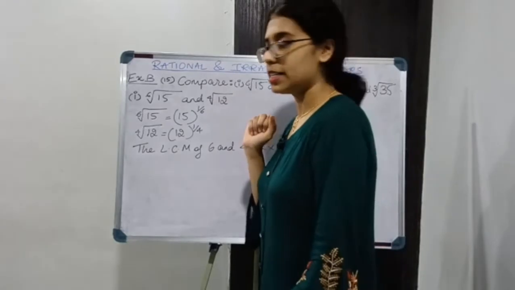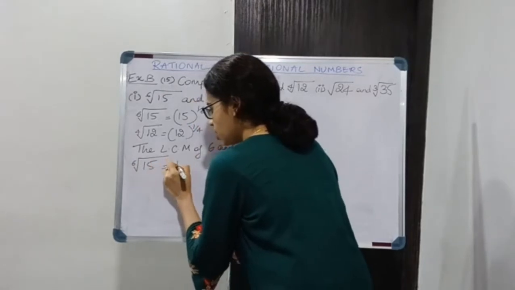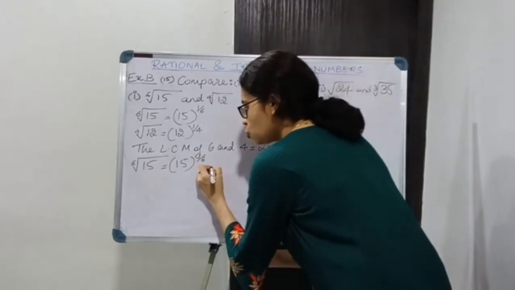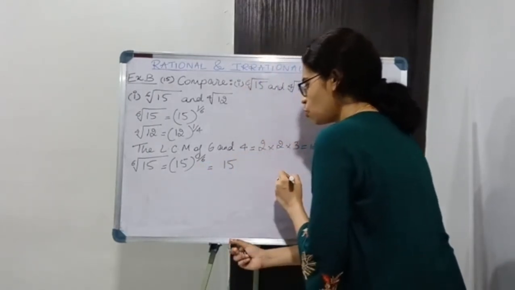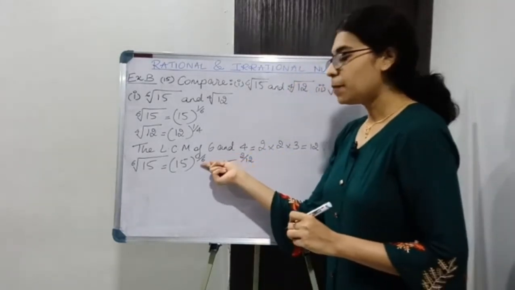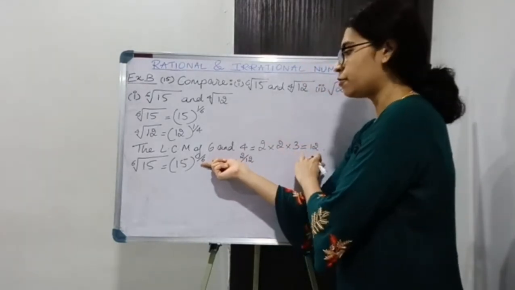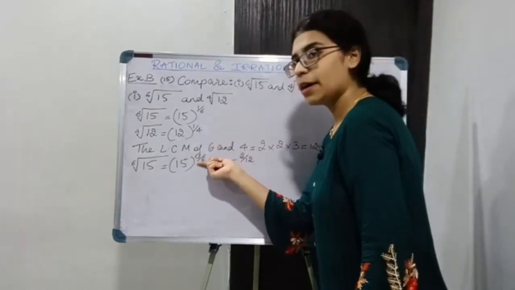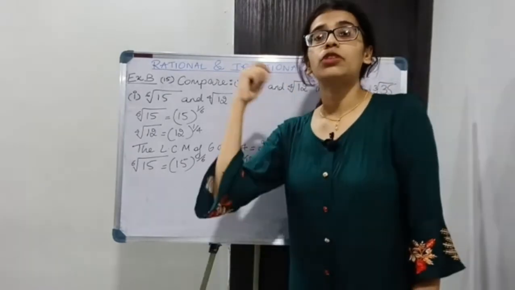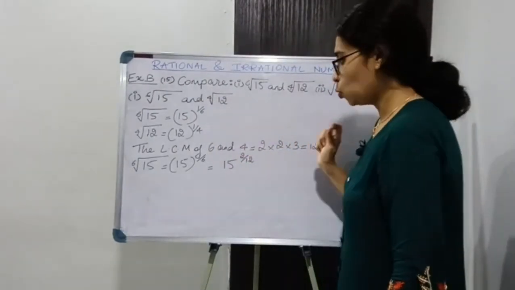Now I'll equalize the powers. So 6th root of 15 is equal to 15 raised to 1 by 6, which will be equal to 15 raised to 2 by 12. I have multiplied denominator, that is 6 by 2 to make it 12. Okay, because my LCM is 12. So I am making it 12 over here. I'll multiply it by 2. तो जो एक्शन डिनोमिनेटर में होता है वही सेम एक्शन यू हैव टू परफॉर्म इन द न्यूमरेटर. सो आई मल्टीप्लाइड न्यूमरेटर ऑल्सो बाय 2.